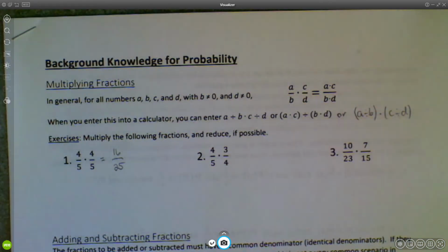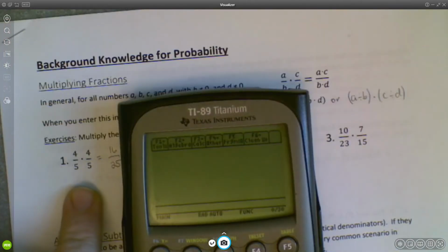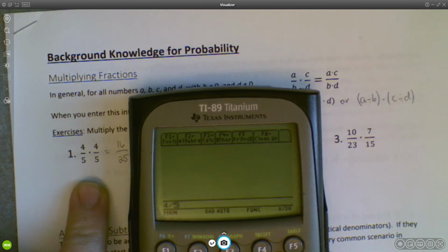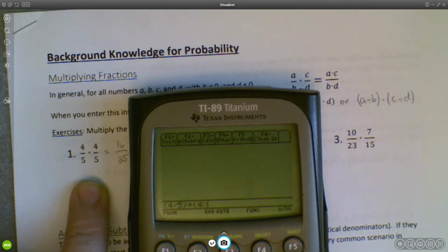Now, if you wanted to punch this into a calculator, there are a couple of ways you could do it. You could just type it exactly the way it looks, 4 fifths times 4 fifths, and get the correct answer, 16 25ths. Or you could type it in like this: you could say, I'm going to do the multiplication straight across, 4 times 4, and then multiply the denominators, 5 times 5, and again get the correct answer. Or if you really wanted to, you could put each fraction in its own set of parentheses. That's not totally necessary, but it'll get you the correct answer as well.